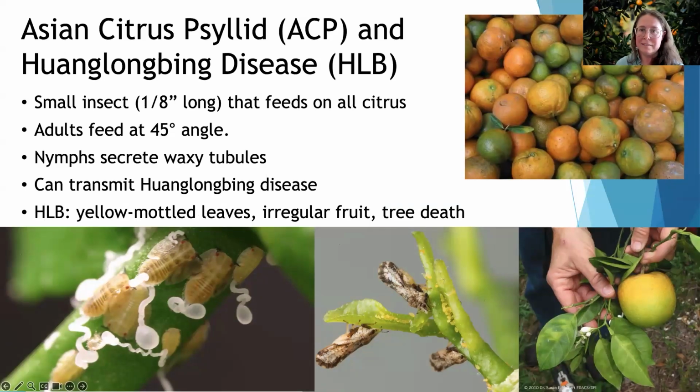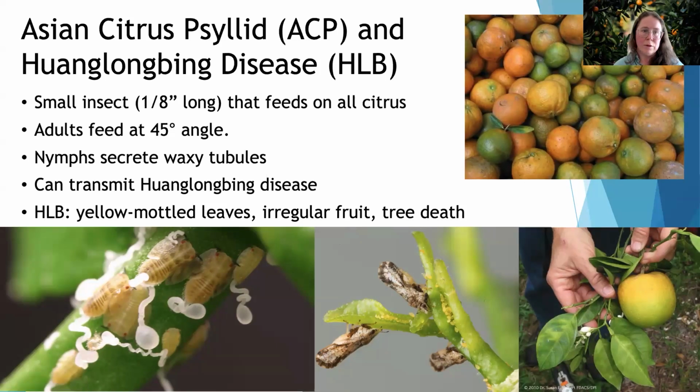So moving on to another citrus pest, an important one to know about that may be familiar to many of you is the Asian citrus psyllid, sometimes abbreviated as ACP. It's a small jumping insect whose adults are about 1/8 of an inch long, which is around the size of an aphid. You can see the adults here. They feed on all citrus varieties and other plants related to citrus, including many ornamental plants. To identify the adults, you can look for them feeding at a distinctive 45-degree angle that you can see in the center photo down here.